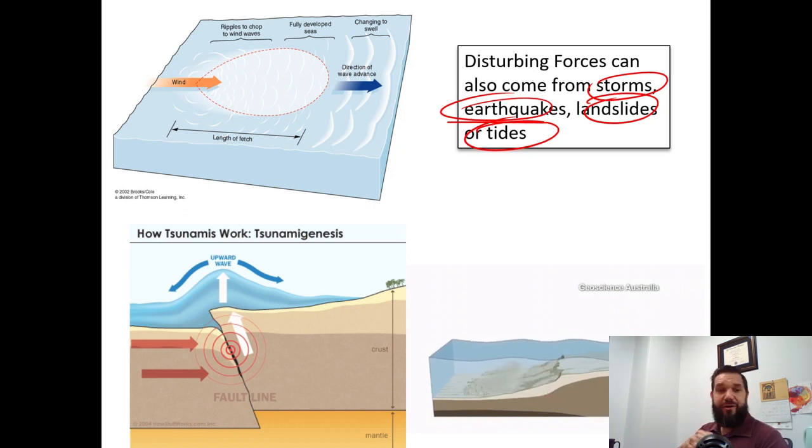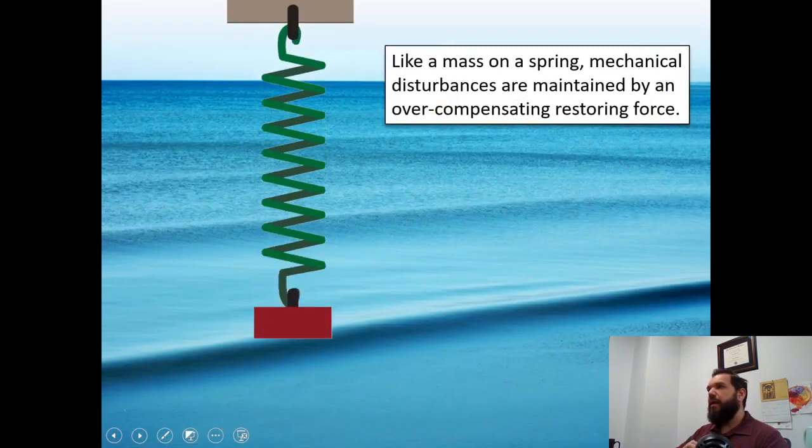But tides are also a disturbing force. The disturbing force is gravitational, of course, from the moon or from the sun or what have you, right? So there are different disturbing forces. Usually it's wind, but not always, okay?